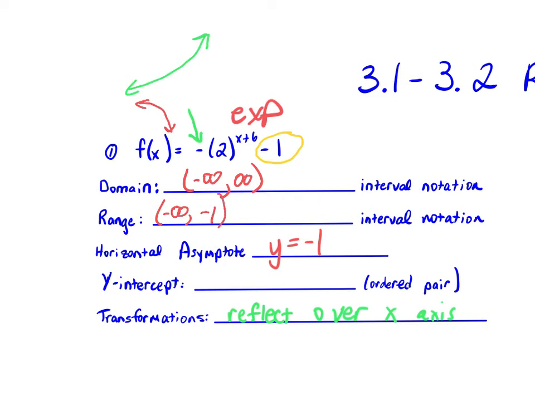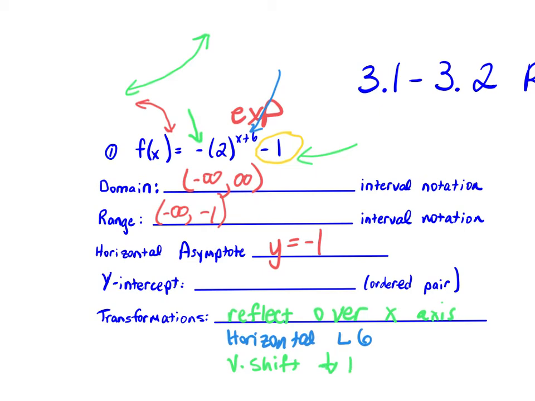The next transformation I see is right here up in the exponent. I have a +6. Since that is with the exponent, it's with the x, it's going to be a horizontal shift, and it's going to go left 6. Remember, it's the opposite of what we think when it is with the x variable. So horizontal, and I'm going to go left 6. And then the last thing I see is this -1 at the end. That's going to be my vertical shift, and I'm going to move down 1.